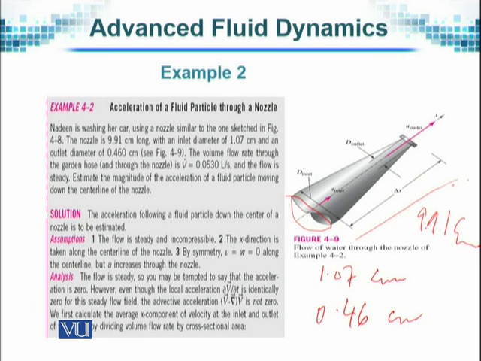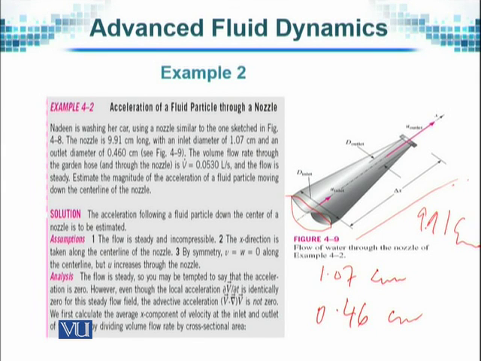So with time the flow is not changing. It means whatever flow enters the nozzle, the same amount of flow exits at the outlet. And now the question is: estimate the magnitude of acceleration of a fluid particle moving down the central line of the nozzle. So we also have to assume the motion along the central line.